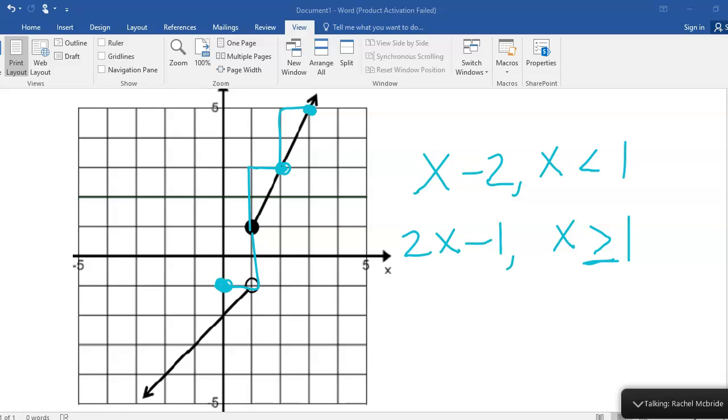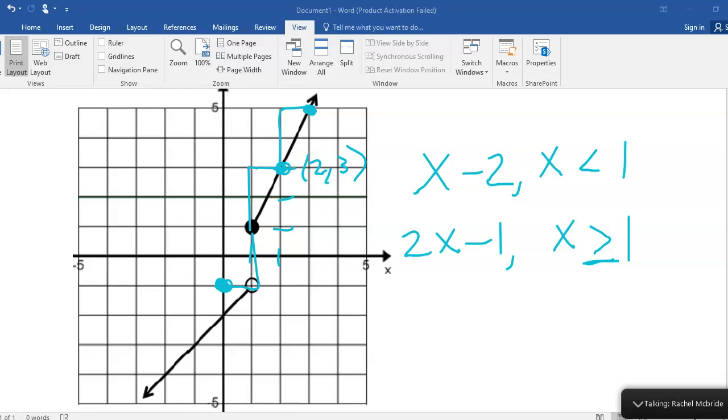Or again, like I said, you could take your point. So we have the point 1, 2, 1, 2, 3. So we have the point 2, 3. And I know my slope is 2. So you could do y minus 3 equals 2, x minus 2. Distribute. And solve. Two choices, both are good.